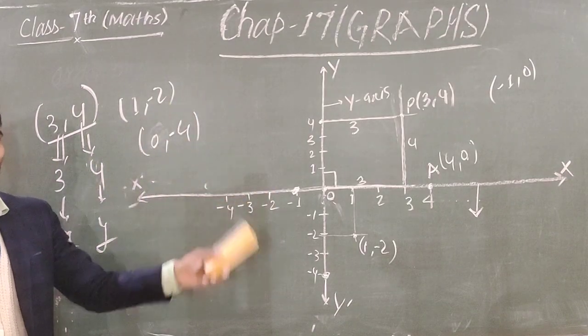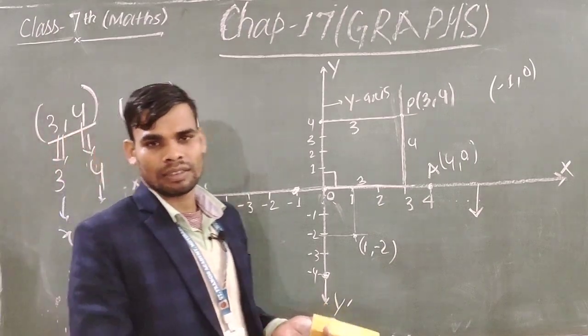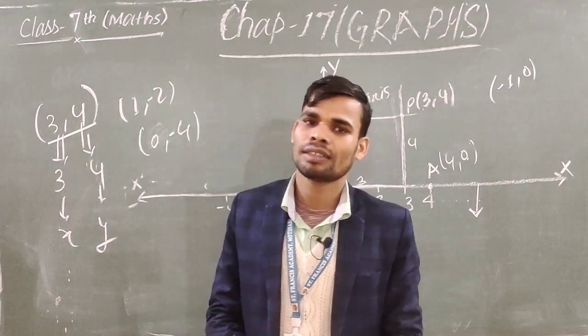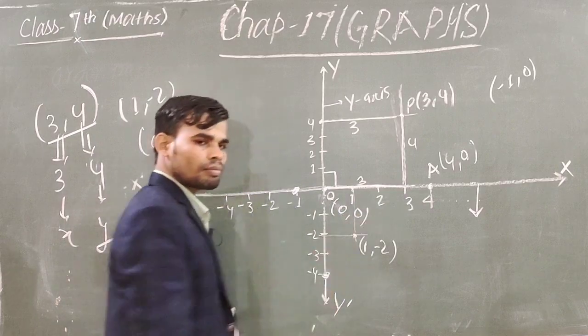I think now you are able to understand each and everything. If a point is on the x-axis, its y coordinate is 0. If a point is on the y-axis, its x coordinate is 0. The coordinates of the origin are 0, 0.